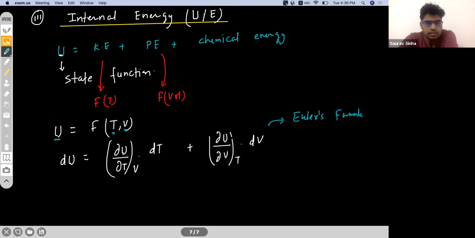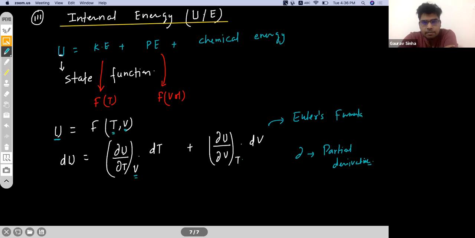Once again, I'll discuss. Dou means partial derivative. You don't have to think about it. You won't get any questions on this. What is partial derivative? We are differentiating U with respect to T, keeping V constant. That is the meaning of this. Differentiation of U with respect to T, keeping V constant, into dT. Differentiation of U with respect to V, keeping T constant, into dV. This is the Euler's formula we have. Clear now?